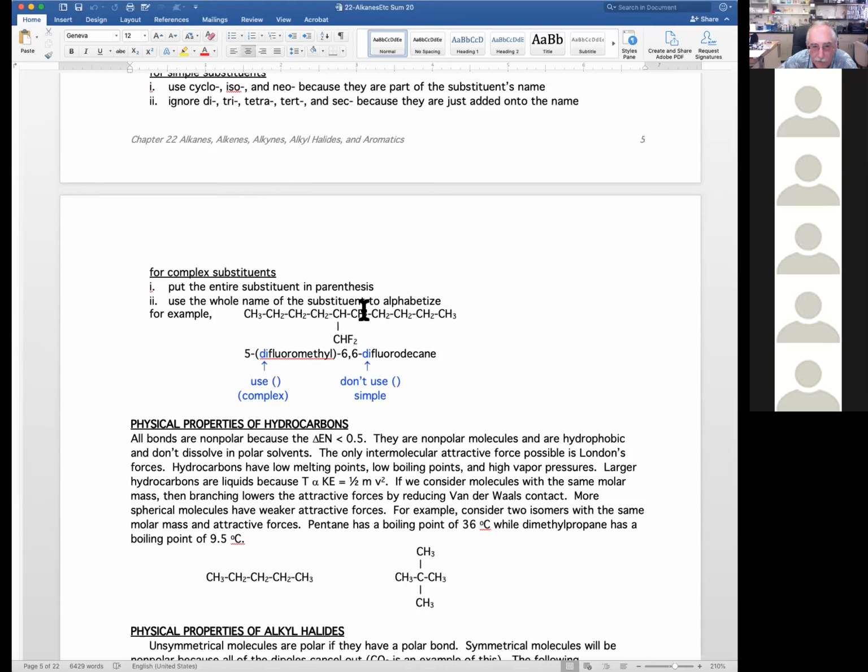So how do I name these 2 fluorines? I just say they're on carbon number 6 and there's 2 of them. Okay. But what about this one? So this whole thing is a substituent. It's on carbon number 5. And what is the substituent? It's difluoromethyl. It would be methyl, but the 2 hydrogens were replaced with fluorine, so difluoromethyl. See how we use the entire thing? But over here we don't.